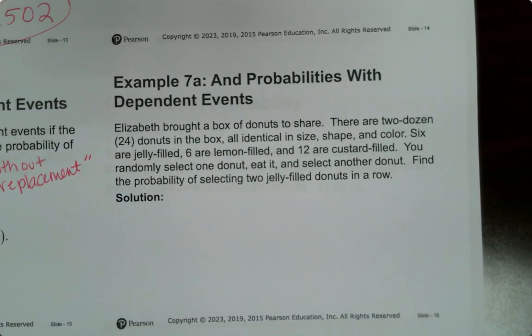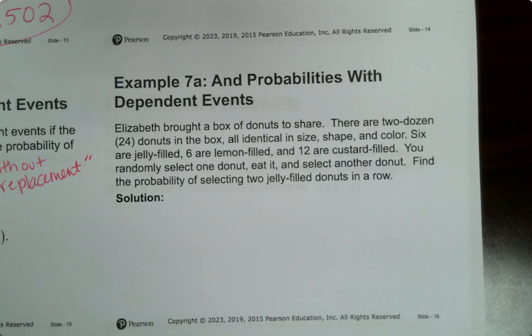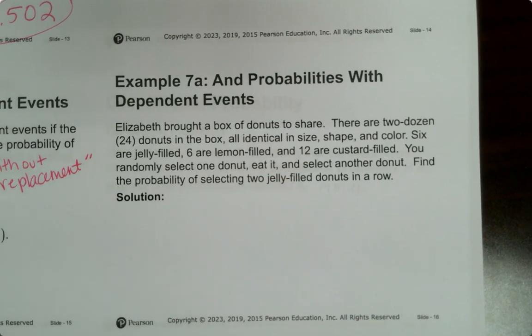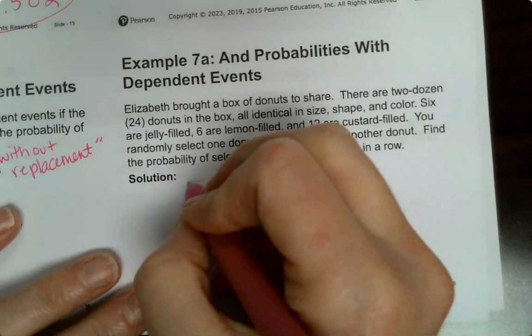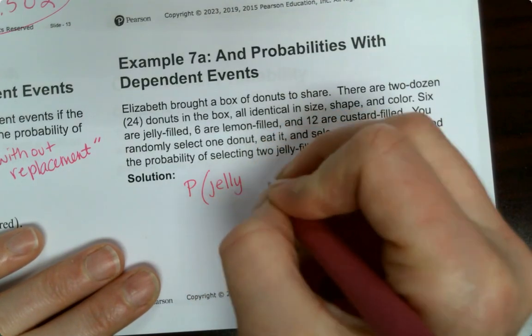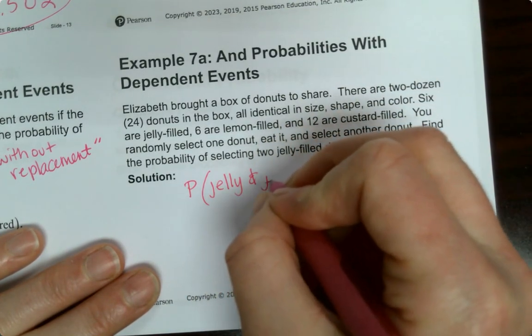All right, so let's look at the box of donuts. 2 dozen donuts, so we have 24, all identical in size, shape, color. 6 are jelly filled, 6 are lemon, 12 are custard. You randomly select one donut, eat it, and select another donut. So that means you're not replacing it because it's gone. You ate it. Find the probability of selecting 2 jelly filled donuts in a row. So probability of jelly and jelly.